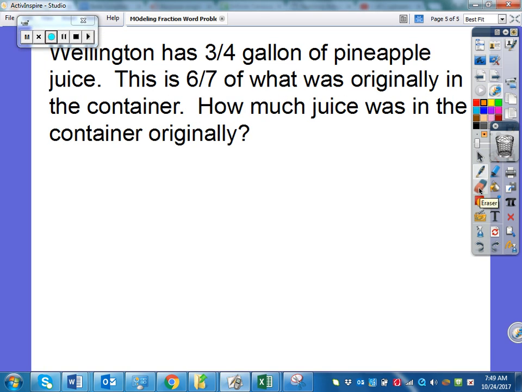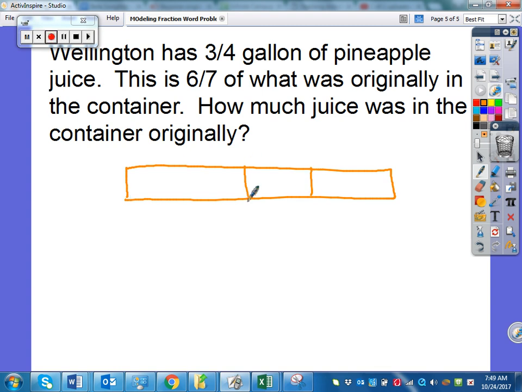So the first thing I'm going to do is draw a model to represent the question. I think of this problem a lot like those Cuisenaire rods. So Wellington has 3/4 of a gallon. So I'm going to draw 3/4 of a gallon and label it 3/4 of a gallon. Let me shade this in here to represent how much juice he has now. He has 3/4 of a gallon. Then it says this is 6/7 of what was originally in the container.